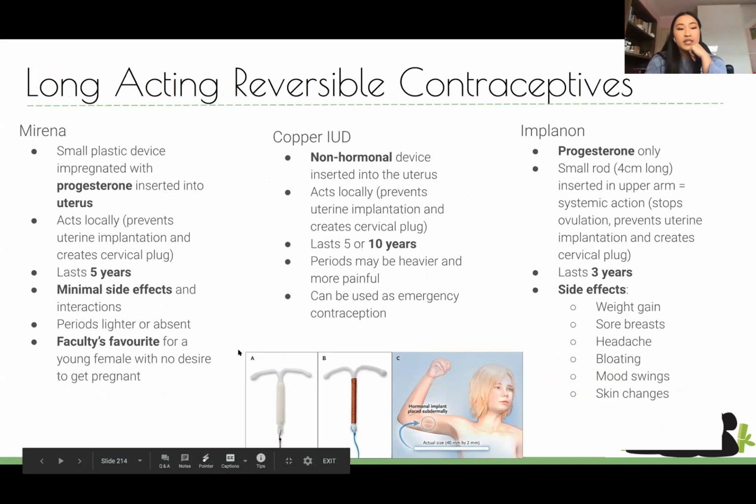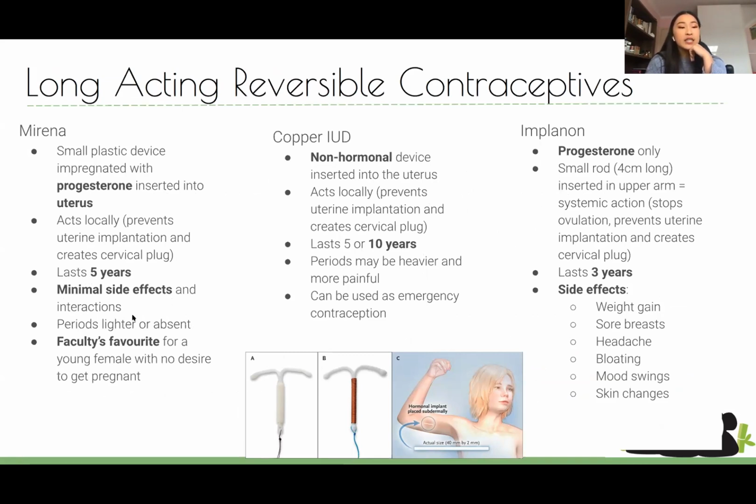The Mirena is a small plastic device impregnated with progesterone and inserted into the uterus. And remember, it only acts locally. Both the IUDs only act locally. It lasts 5 years, and because it acts locally, the pro of it, I guess, is that there's very minimal side effects and interactions. And this one here is faculty's favorite. So if you have a stem where there doesn't seem to be much pointing towards any particular type of contraceptive, and you're like, really, they could use anything?